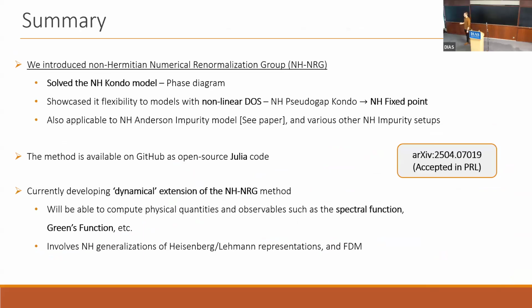And if you want to mess around with it yourself, the actual method is on GitHub. The code is on GitHub if you want to play with it. You can find the link in the paper, which is on the arXiv and has recently been sent to a journal. Just want to highlight it again. And just to advertise future work, we're working on dynamical extensions, to be able to calculate real dynamical quantities, like Green's functions or spectral functions and all those kinds of things. Okay, so with that, I will finish.